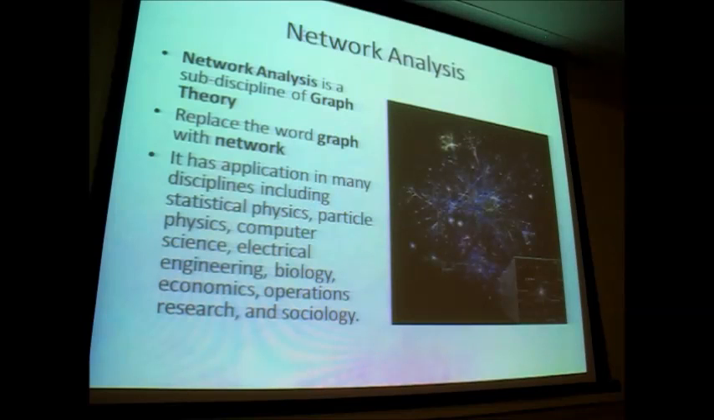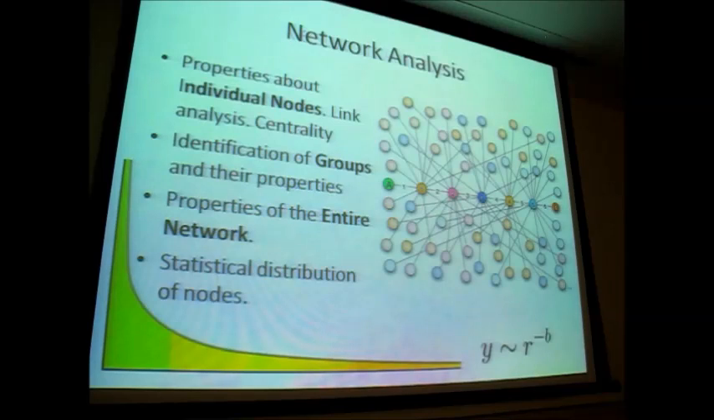All right, so network analysis. This is obviously a huge field now. It's considered to be a subdiscipline of graph theory, so just replace the word graph with network. I clipped this piece out of Wikipedia, and I didn't even know how this applies to statistical physics or particle physics. The rest of them kind of make sense. I think a lot of these network analysis things originally got their start in sociology, back in the 50s and 70s. I have some references later on this.